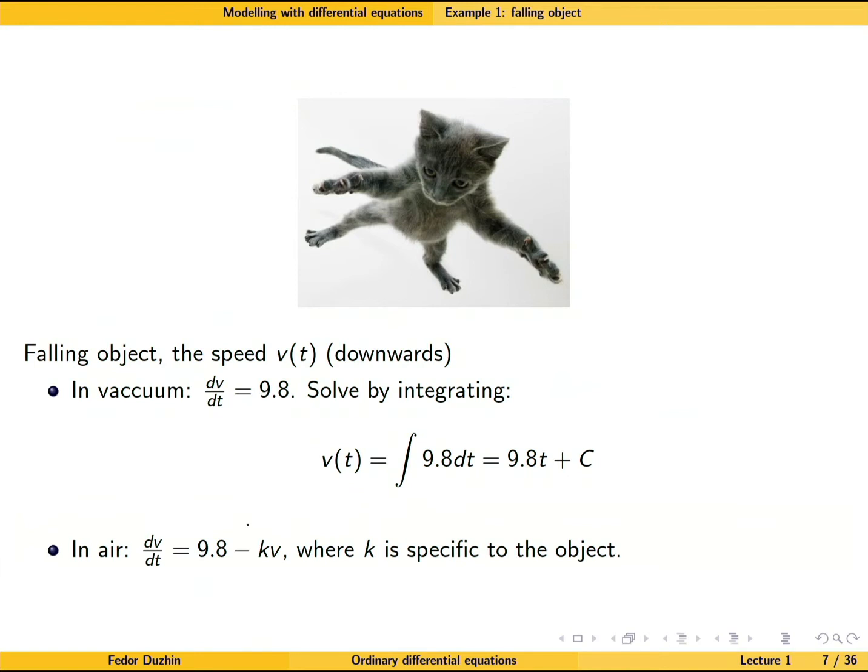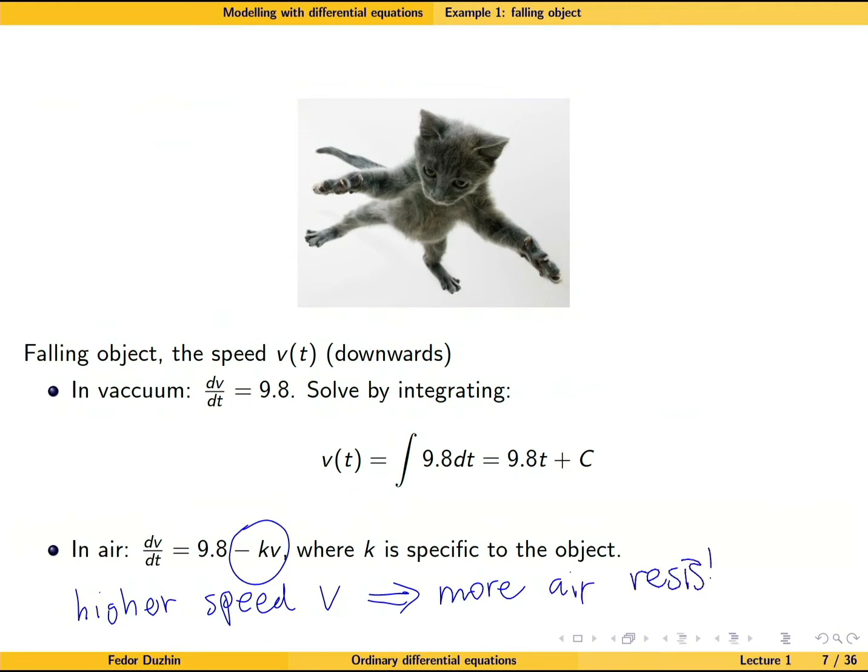So the reason for including this term is that if we have higher speed v, it implies more air resistance. And more air resistance means that our falling object accelerates slower. And this is how such a differential equation may look.